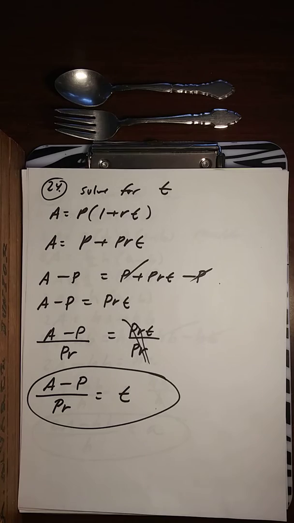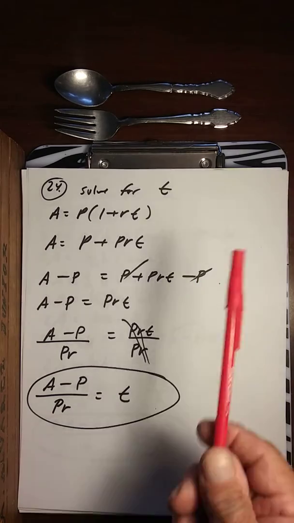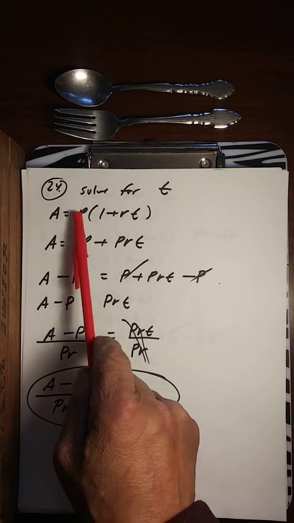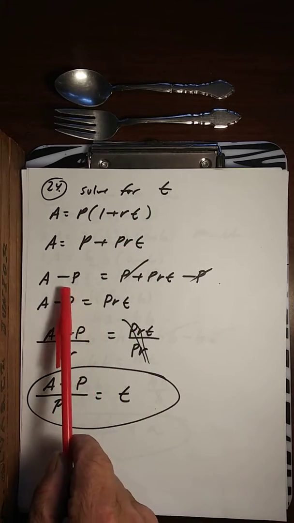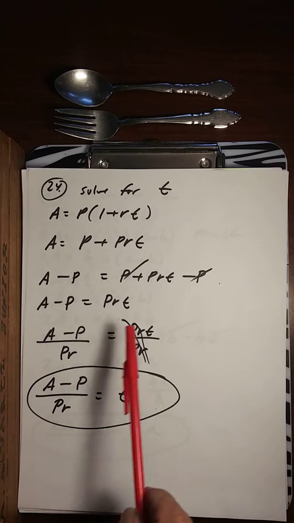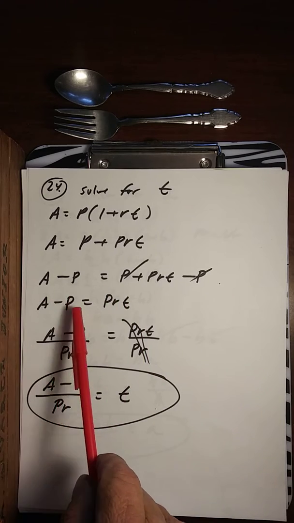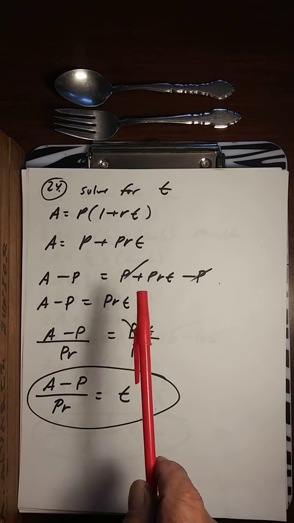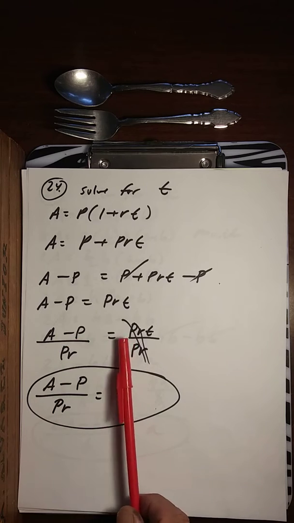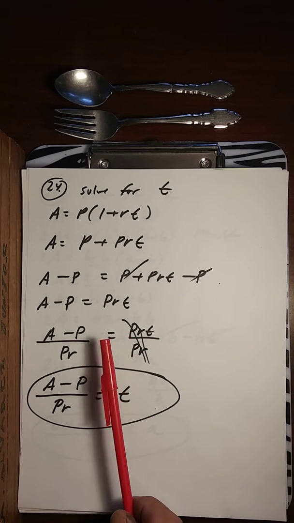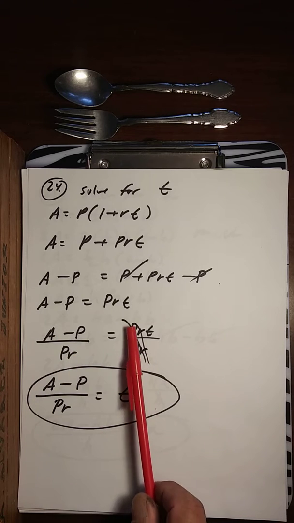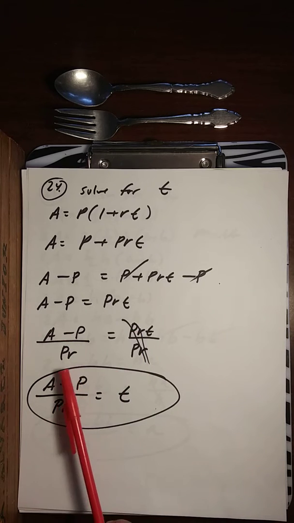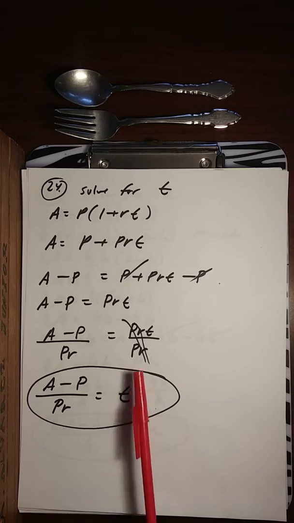Solve the literal equation for the letter T. Well, let's multiply this out. P times that is P. P times that is PRT. So now we subtract P from both sides. And we have A minus P equals PRT. So in the next step, we're going to divide the left side and right side by PR, since we're looking for T. So now these cancel. So we have A minus P over PR equals T.